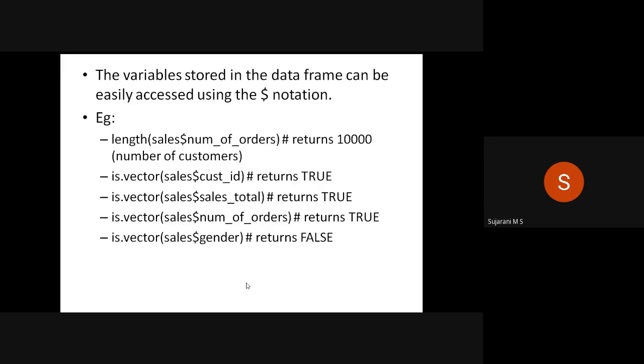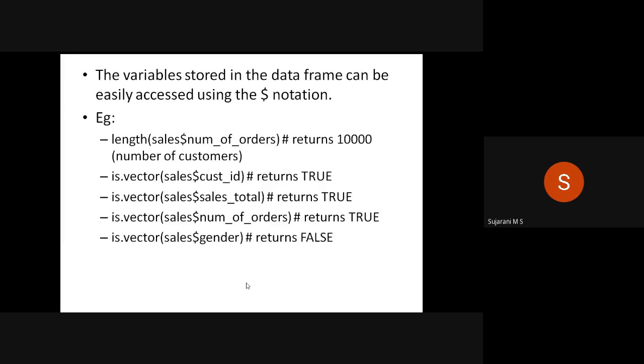For retrieving each value, each data item in a data frame, we can use the dollar notation symbol. In the first example, we can see how many orders are in a data frame. So passing in the length function, length bracket, first passing the data frame name, that is sales, then dollar symbol, number of orders. So it returns the value 10,000 and it contains 10,000 records there. Okay, next example is vector in bracket sales dollar symbol custid.